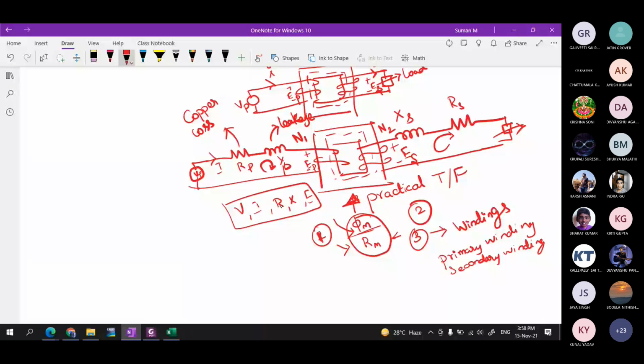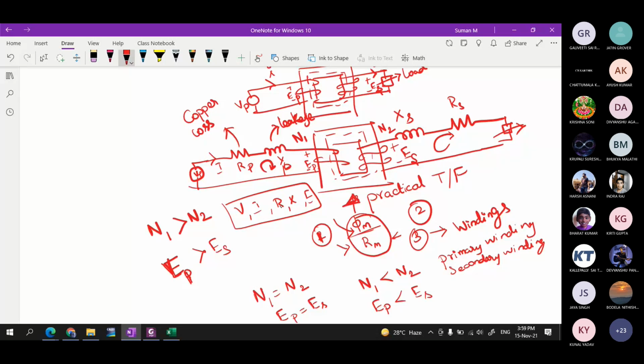If N1 is greater than N2, then the induced voltage EP will be greater than ES. That is, the EMF induced on the primary side will be greater than the EMF induced on the secondary side. If N1 is equal to N2, then the induced EMF on both sides will be the same. If N1 is less than N2, then EP, the EMF induced on the primary side, will be less than on the secondary side.